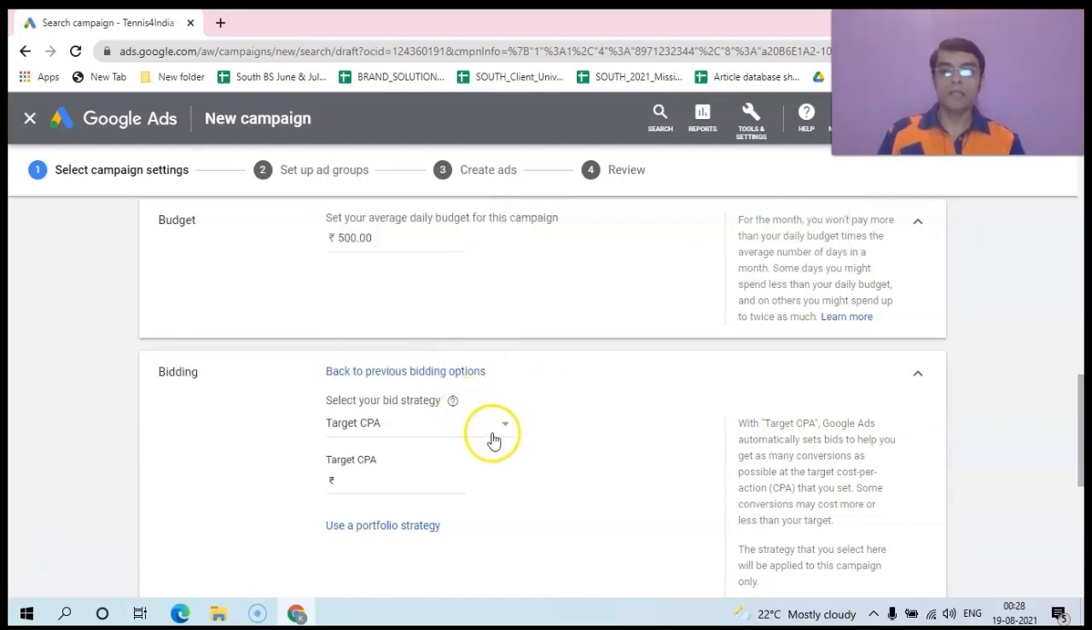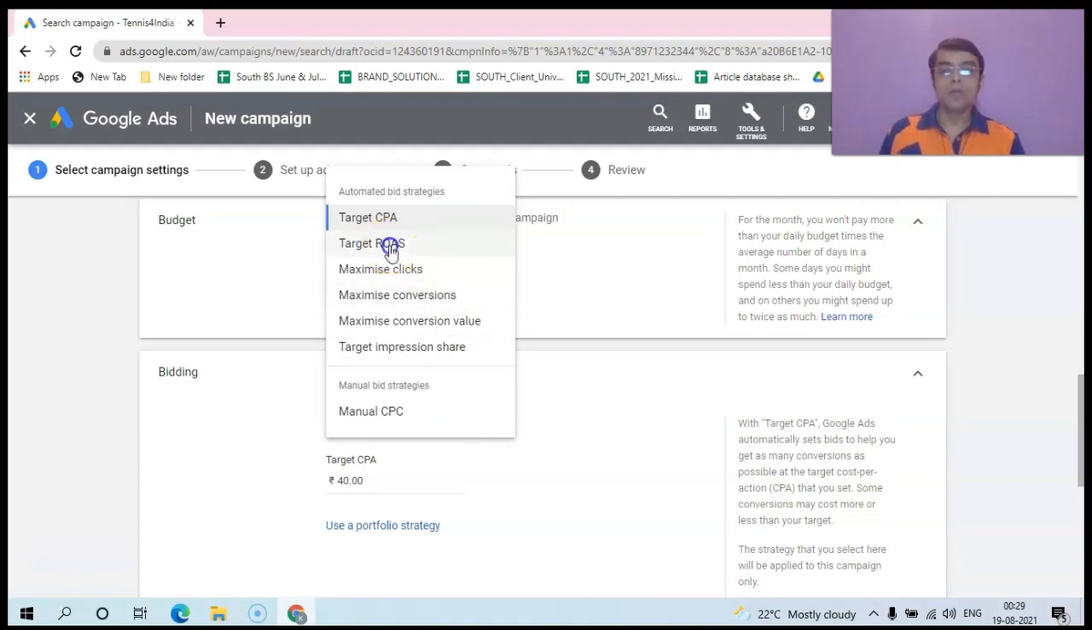Now in target CPA, suppose I put 40 rupees. When I put 40 rupees as my target CPA, target cost per action, it means one conversion should cost around 40 rupees. That's what I'm telling Google, and Google will try to optimize the campaign according to that. That's what target CPA is all about.